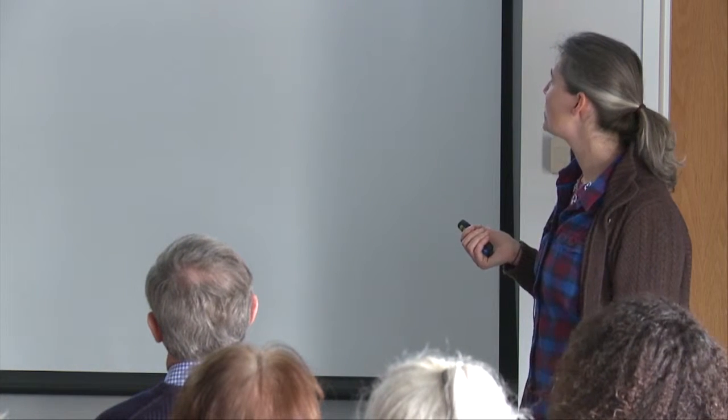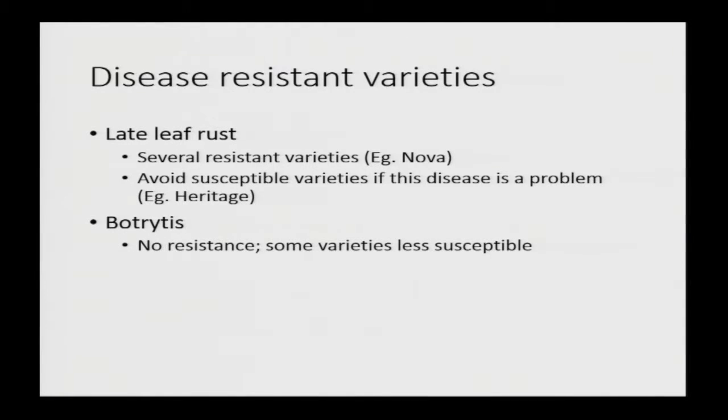Okay, there are several disease-resistant varieties for late leaf rust. If you're growing something like Heritage, it is susceptible, so you might see more problems. Nova is an example of a more resistant variety, and there are several sites out there where you can get information on disease-resistant varieties for late leaf rust.